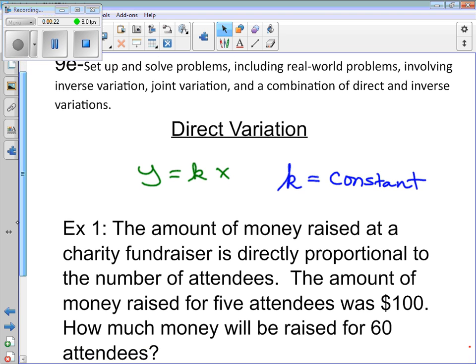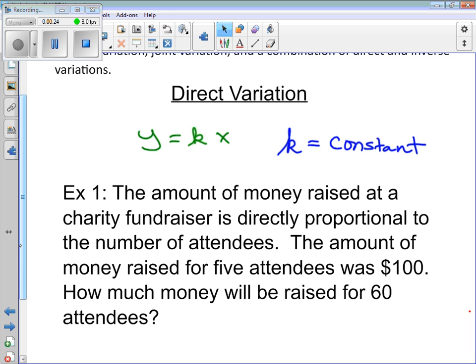The general equation for a direct variation is y equals kx. Just like all of your other equations, like y equals mx plus b, k is just like m. It's slope. In this, we use k as the constant number you're using.